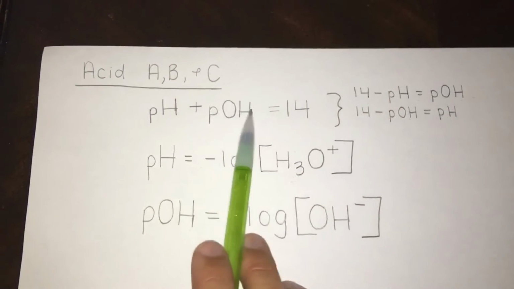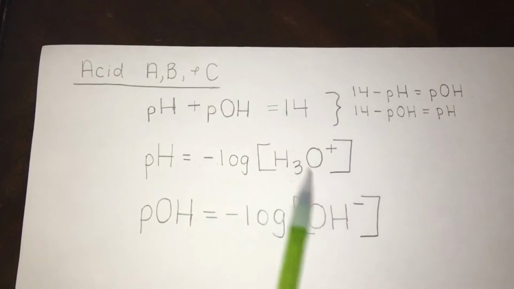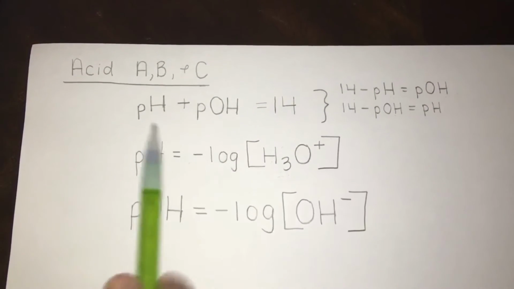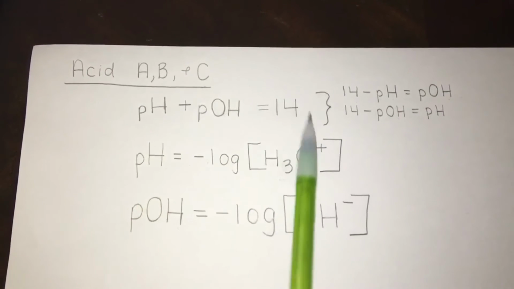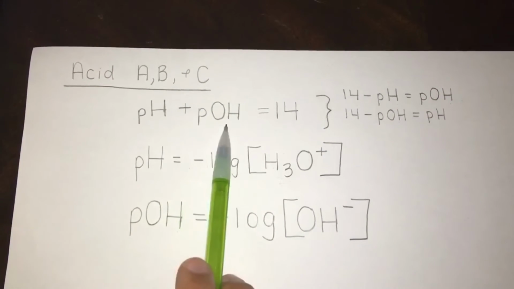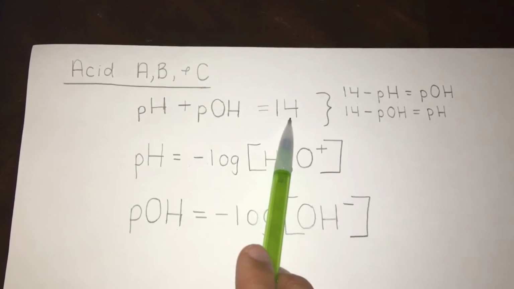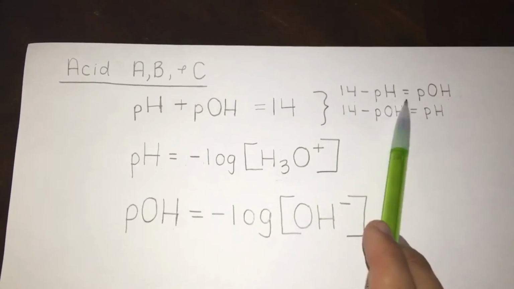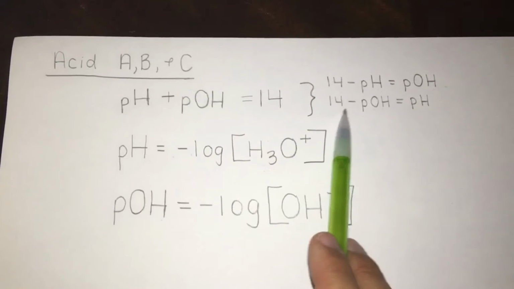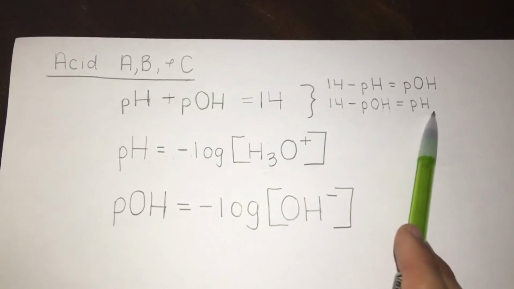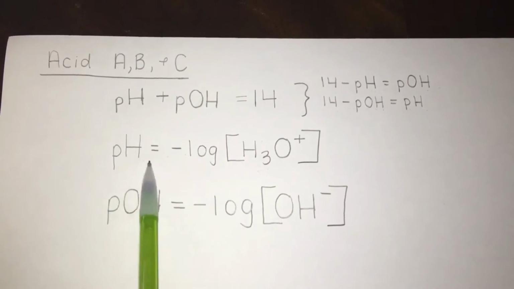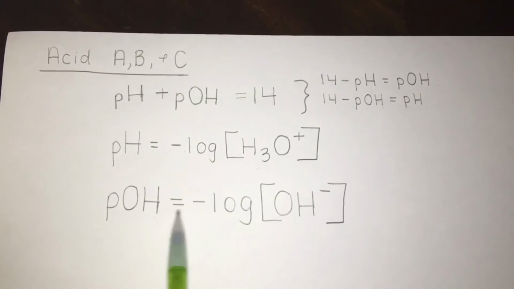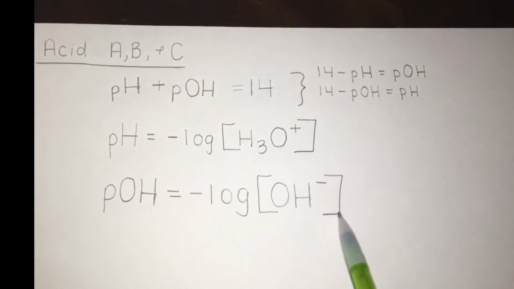The pH and the pOH can easily be found by using the hydronium ion and the hydroxide ion in acid A, B, and C. The pH and the pOH together equal 14, so you can simply plug in 14 minus pH equals pOH, or 14 minus pOH equals pH. pH equals negative log hydronium, or pOH equals negative log hydroxide.